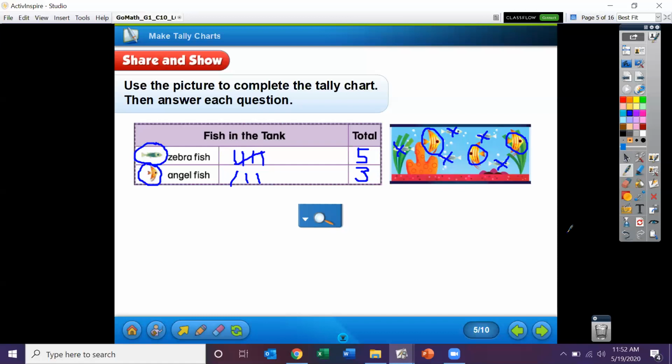So when you take a look at your worksheet on tally charts, it's the exact same thing. You're going to count the tally marks that you have. I think the worksheet that is on there is with animals. So you're going to count them, and then you're going to answer the questions.